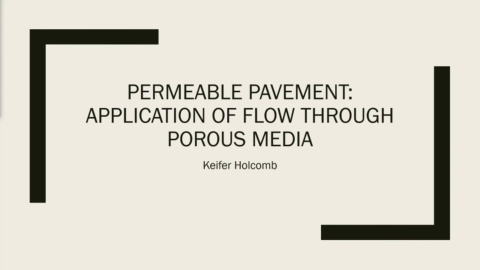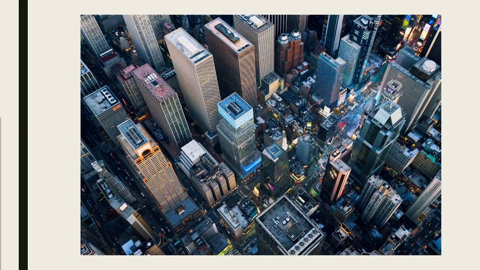I'm Kiefer Holcomb, and I'm going to be talking about permeable pavement, which is the application of flow through porous media. So cities display a remarkable transformation of the landscape from natural to human-made, and one of the most significant changes that comes with urbanization is impervious cover, which is the artificial structures that don't absorb rainfall. So that includes roadways, sidewalks, parking lots, stuff like that.